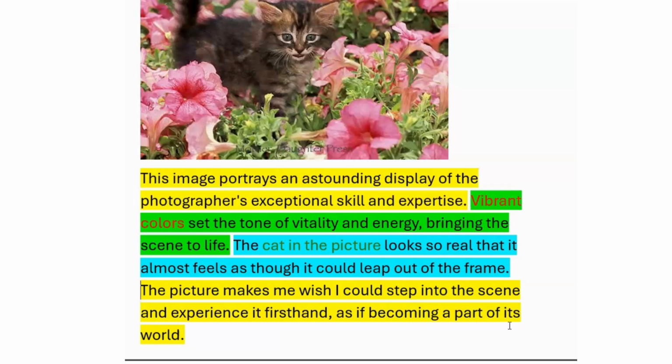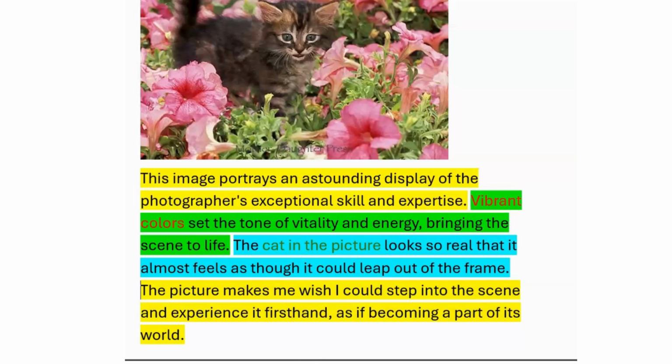as if becoming a part of its word. So if you put a comma here, the grammar is good, and you explain it this way, it can be pretty impressive. So this description can earn you the maximum point in a picture description.